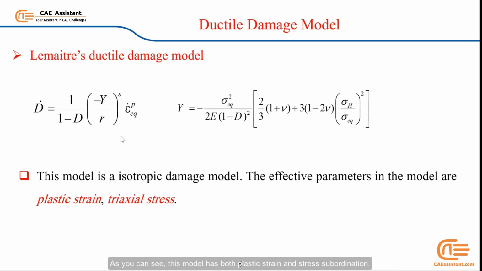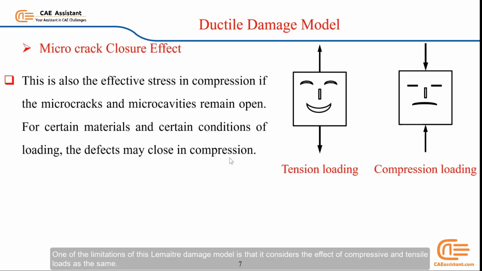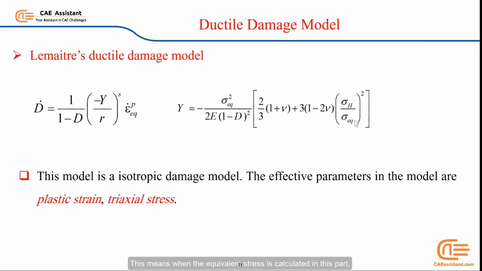As you can see, this model has both plastic strain and stress dependence. Therefore, it can be said that Lemaitre's model is a damage growth model that is a combination of stresses and strains. One of the limitations of this Lemaitre damage model is that it considers the effect of compressive and tensile loads as the same. This means when the equivalent stress is calculated in this part, it does not matter for this damage model whether it is under tension or compression. In other words, compressive and tensile loading will have the same behavior on structural damage.